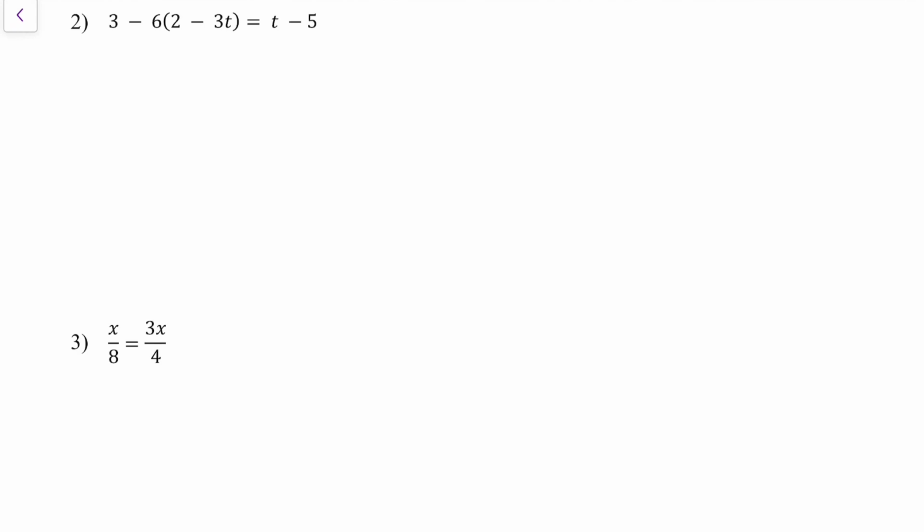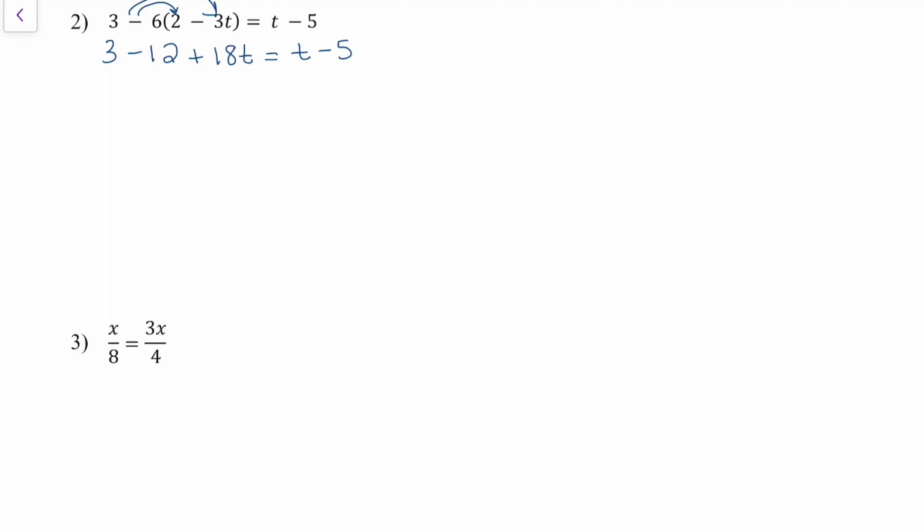Okay, so the first thing I'm going to do again is try and simplify each side of the equation before I start trying to move anything about. And so I'm going to expand the bracket on the left-hand side. So this -6 is going to apply to the 2 and the minus 3t. So I get minus 12, and then -6 times -3 is plus 18t. And t minus 5, that's as simple as I can get it on that side.